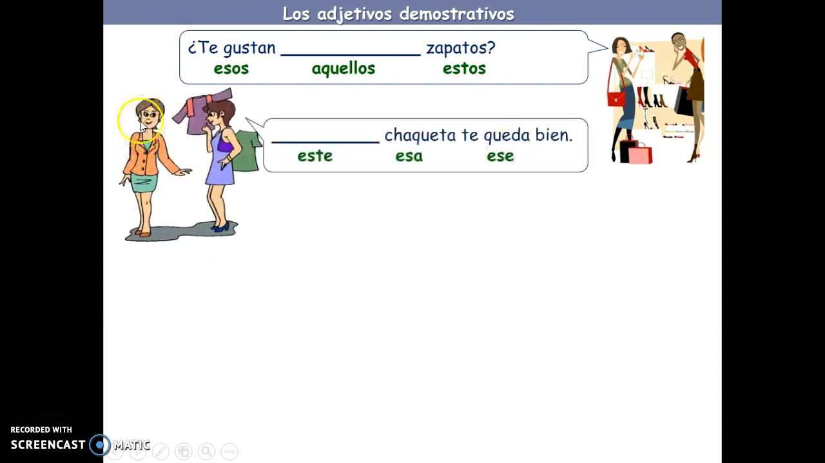Look at this one. This lady's trying on a jacket. And her friend says, blank jacket fits you well. This jacket fits you well. That jacket fits you well.